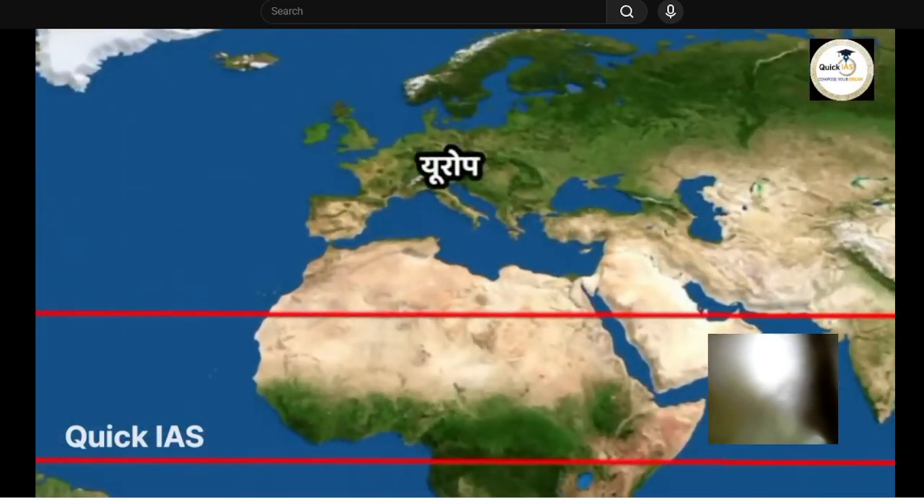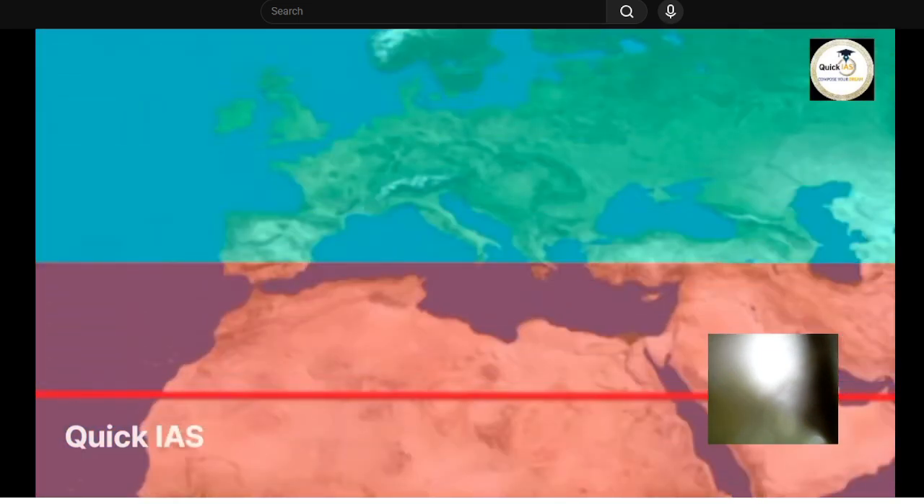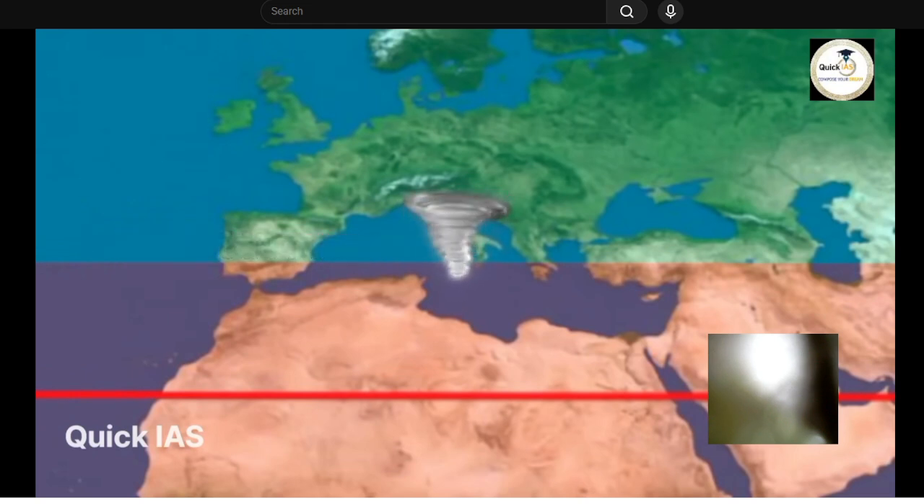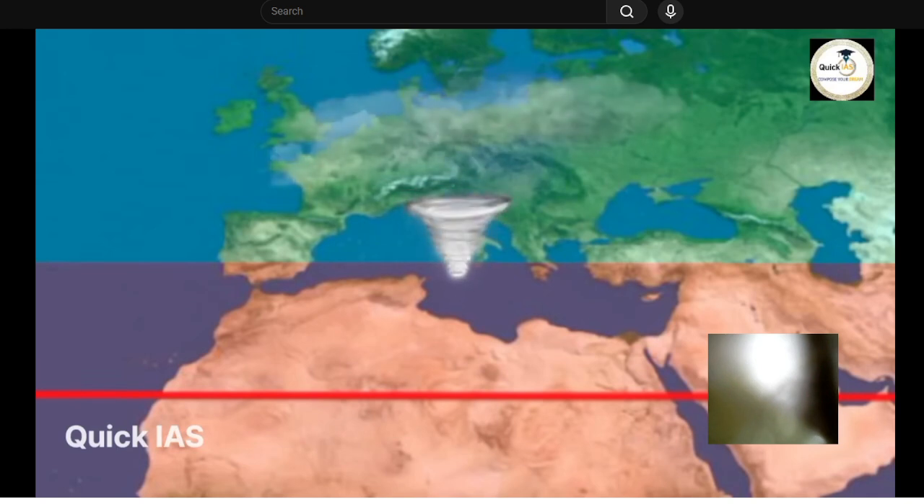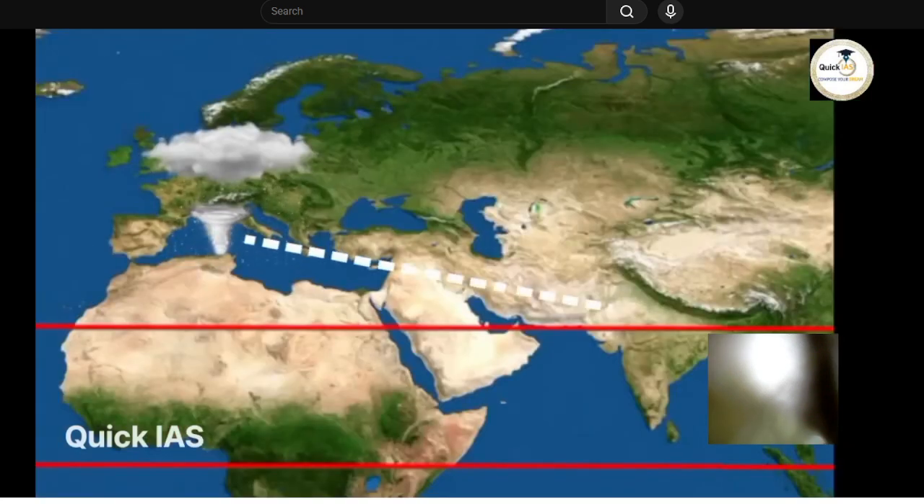This is Europe, and this is Africa. Between them is the Mediterranean Sea. When cold winds from Europe and warm winds from Africa meet, a temperate cyclone forms in the Mediterranean. This cyclone is very large. The winds blowing here also contain a significant amount of humidity, which is why Europe receives heavy rainfall even during the winter. Our country India is very far from here, but the moist winds of the Mediterranean Sea reach India. The carrier of this is the jet stream.